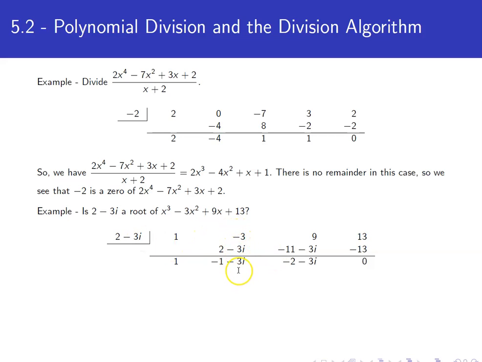Add down. Negative 3 plus 2 gives us negative 1 minus 3i. Move across. 9 minus 11 gives me negative 2, and then a minus 3i. And finally, if we take 2 minus 3i times negative 2 minus 3i, we get negative 13. If you multiply all that out and simplify, 13 minus 13 is 0. So since that remainder turned out to be 0, we conclude that 2 minus 3i really is a 0 of the given polynomial.